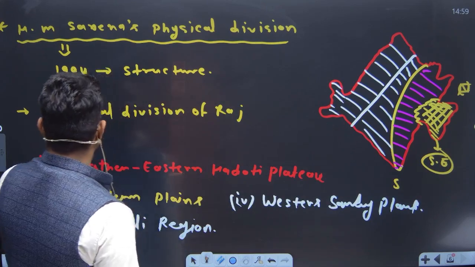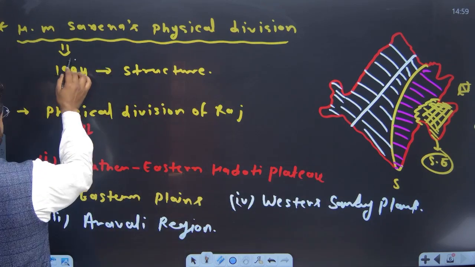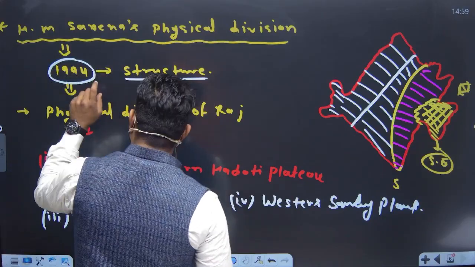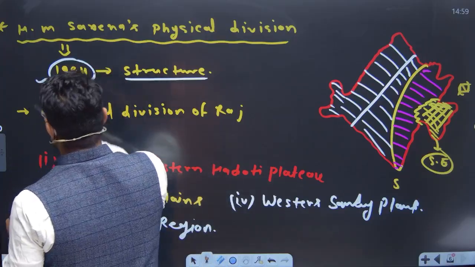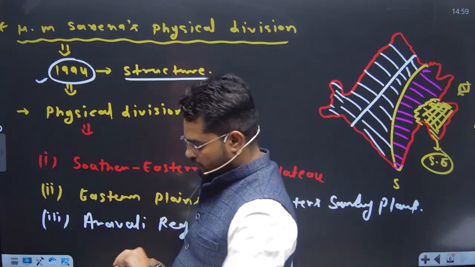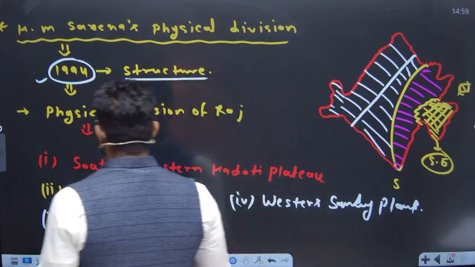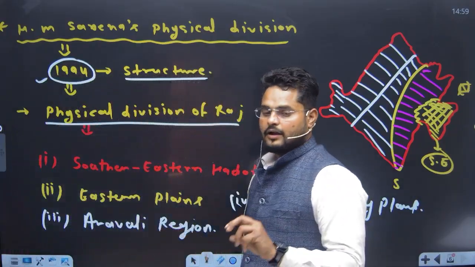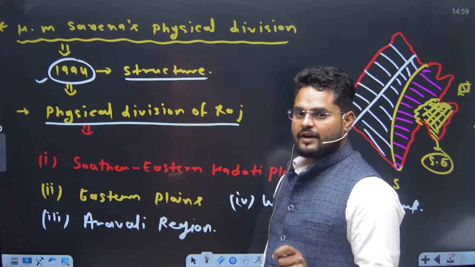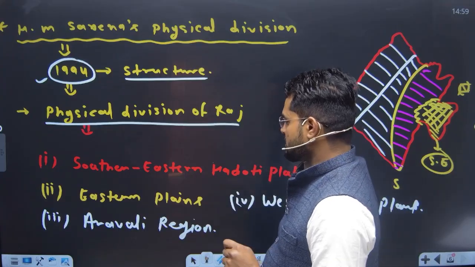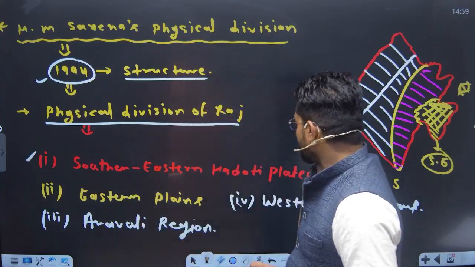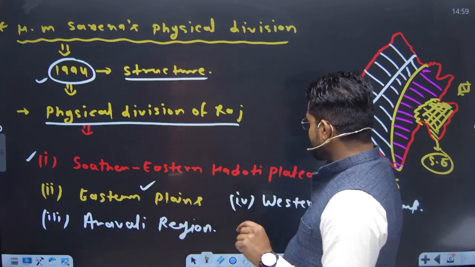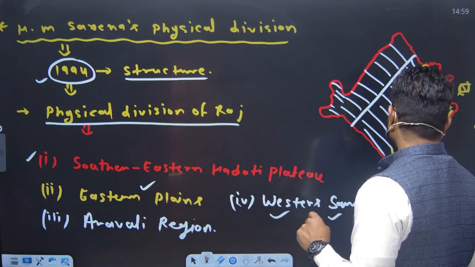So dear student, according to Hari Mohan Saxena, Rajasthan is divided into 4 physical regions on the basis of structure, and he gave his physical division in 1994 in his book Physical Division of Rajasthan. They are: first, southeastern Hadoti Plateau; second, eastern plains; third, Aravalli region; and fourth, western sandy plains.